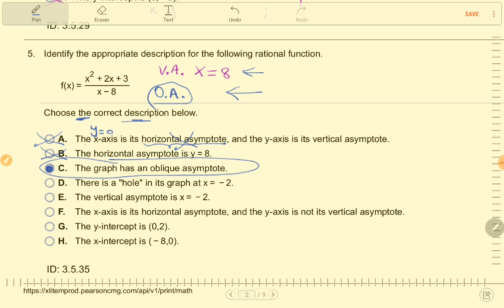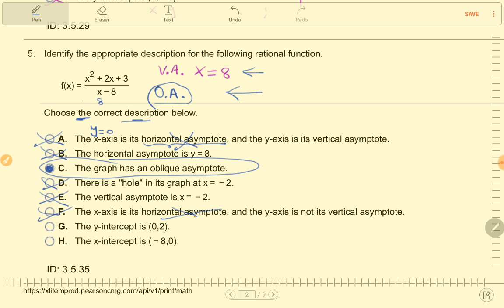D, there is a hole in its graph at x equals -2. No, I don't see any reason for that to happen, because the only value that needs to be restricted is 8. The vertical asymptote is x equals -2. Again, we don't need to restrict x values, except for kicking out 8. The x-axis is its horizontal asymptote. Again, there's no horizontal asymptote.